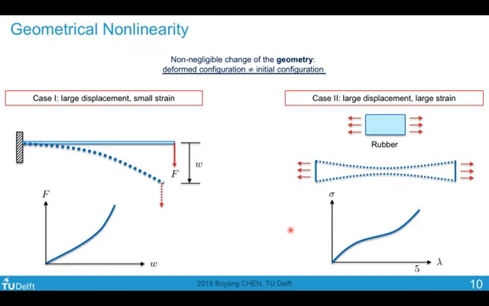Previously, we've presented two cases under geometrical nonlinear deformation. Case 1 is large displacement, small strain. That's the case with beam bending. Case 2 is large displacement, large strain. That's the case with rubber and pulling. And in both cases, the critical aspect is that the deformed configuration does not equal the initial configuration. All right, this is the key issue here.